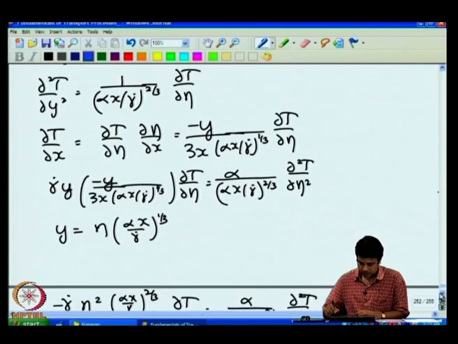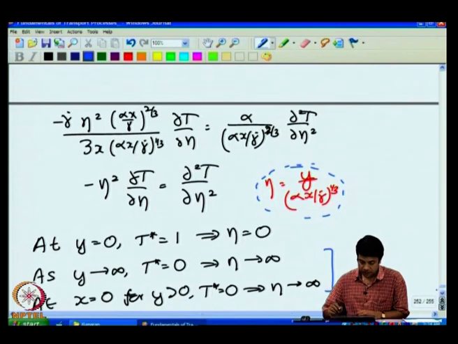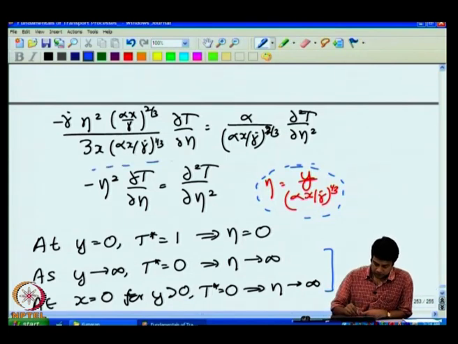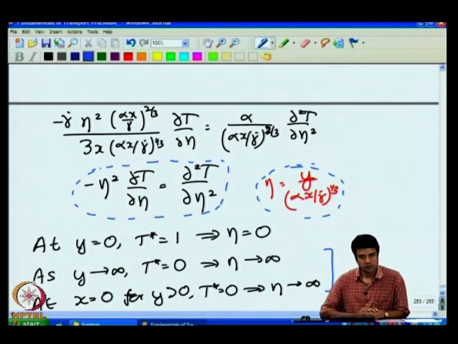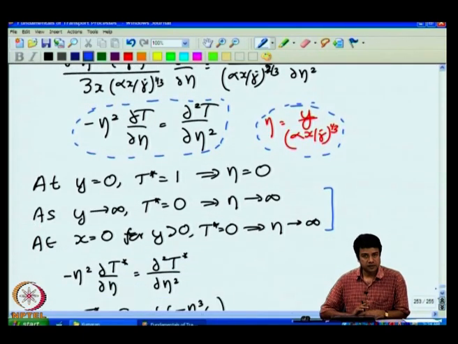okay, using chain rule for differentiation, and as expected we did in fact end up with an equation which depends only upon the similarity variable eta alone. Okay. It does not depend individually on x and y, but it depends only upon the similarity variable eta alone. And this is a second order differential equation in eta. We have to prescribe boundary conditions for this.